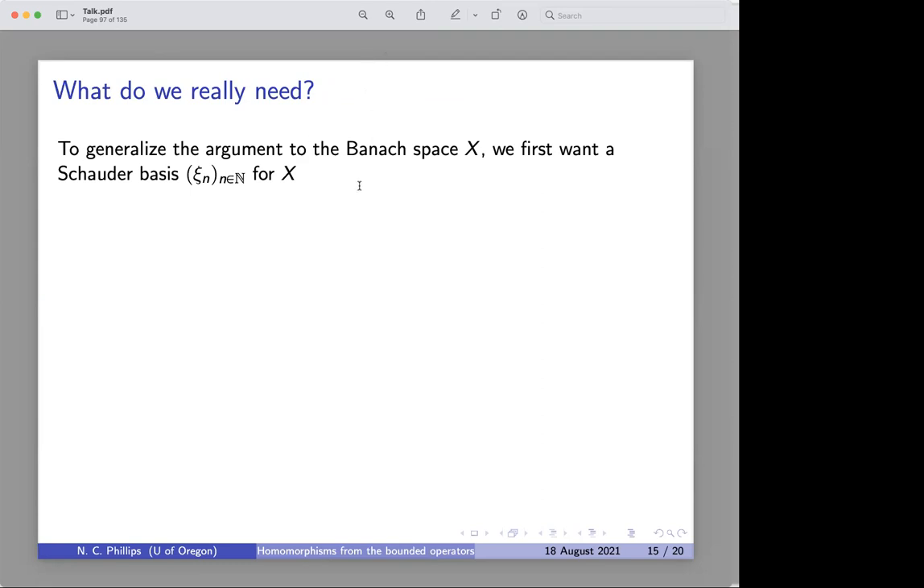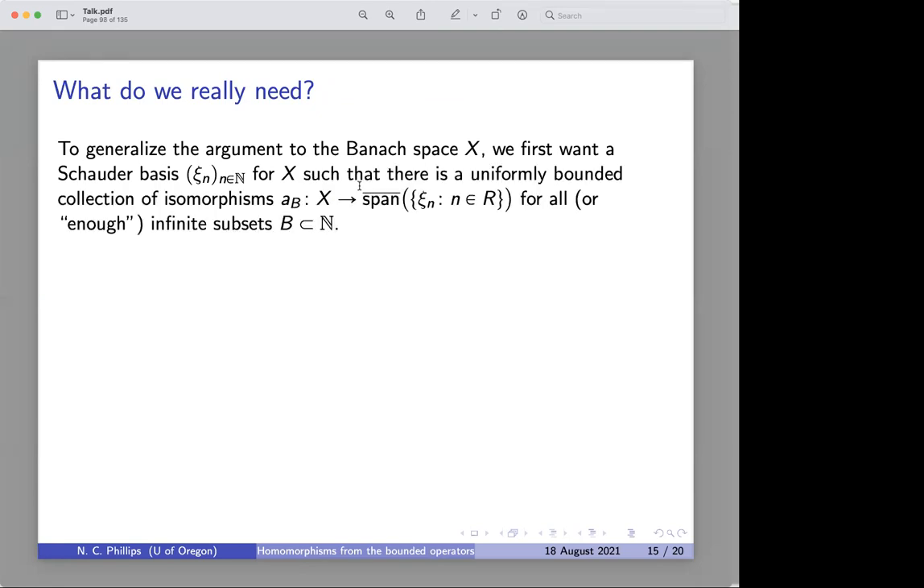Okay, so I want to do this sort of thing for some other Banach spaces X. And first of all, I want a Schauder basis for X. It actually ought to be unconditional. And there should be a uniformly bounded collection of isomorphisms from X to the span of, and there's a mistake, that R is supposed to be a B.